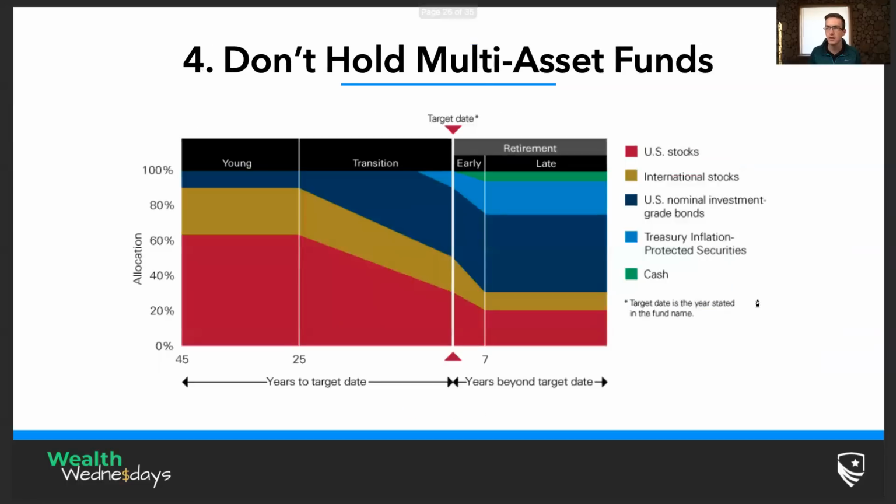Number 4, don't hold multi-asset funds. So what do I mean by multi-asset funds? Target dates are a perfect example of this. A target date is a fund where it has a date set out in the future, let's say something like 2035. And the idea being that if you're retiring at that point in time, you want to own the target date for that given year. Basically what they're going to do with this target date fund is they're going to start you out, as you're younger, in more aggressive allocations, stocks, and then through time, they're going to take you on a glide path that moves you more into bonds. And so this can create a bit of a tough situation for, again, fixing taxable account issues.